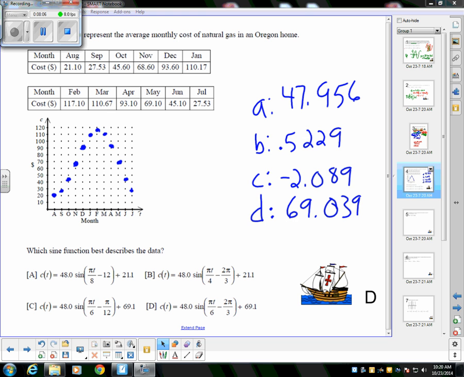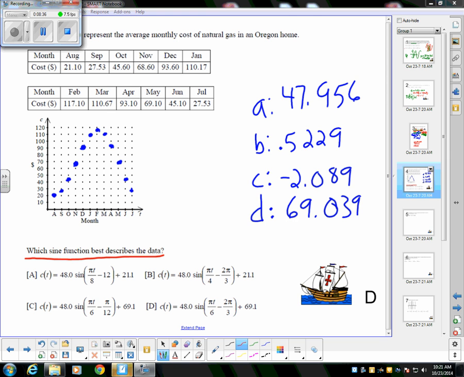Okay, this next problem, the recording button covers up a little bit of it, but the data here gives us the months of the year and the monthly cost of natural gas in an Oregon home. And down here in the instructions, it says which sine function best describes this data. There are a couple of ways to go about doing this. Really the best way, and I've told you this all along, is when you have data given to you, go ahead and put it in the calculator and work it that way.